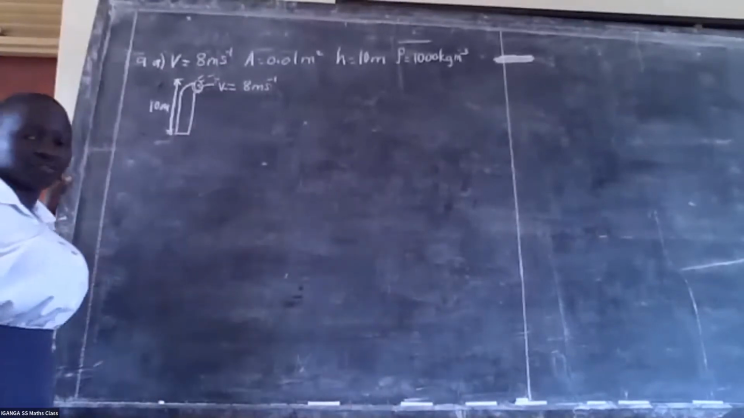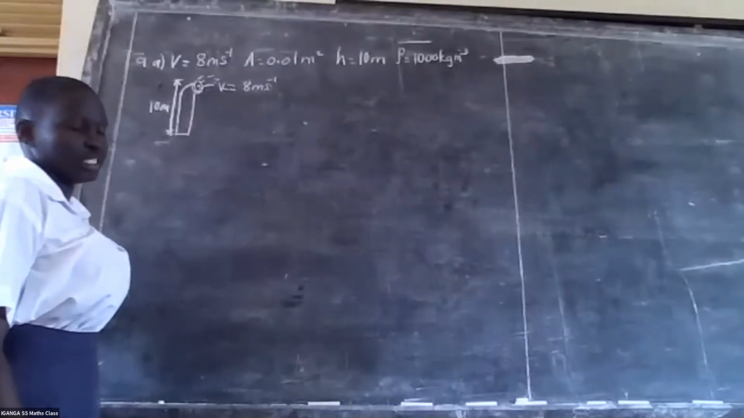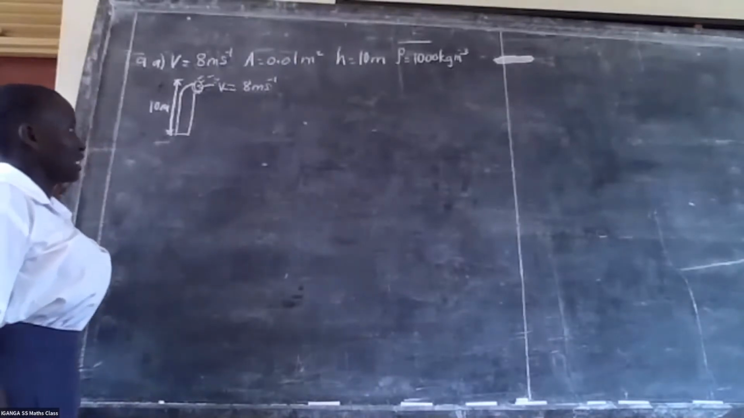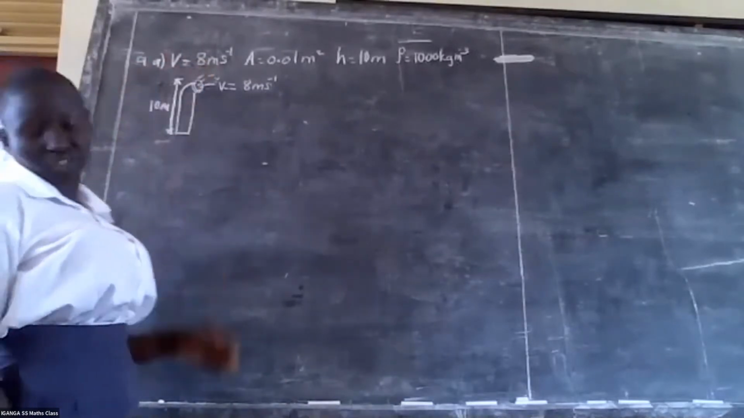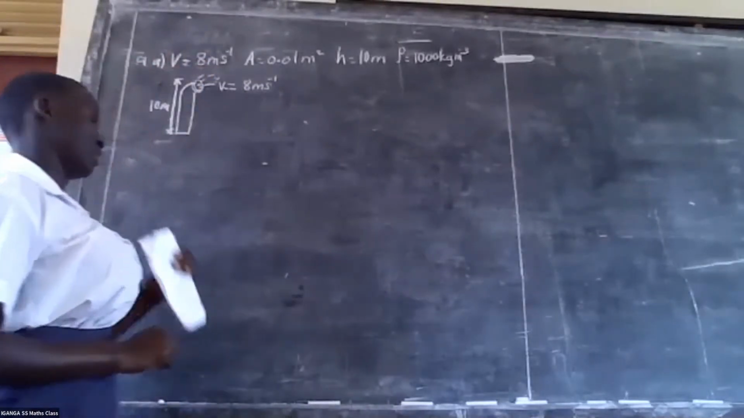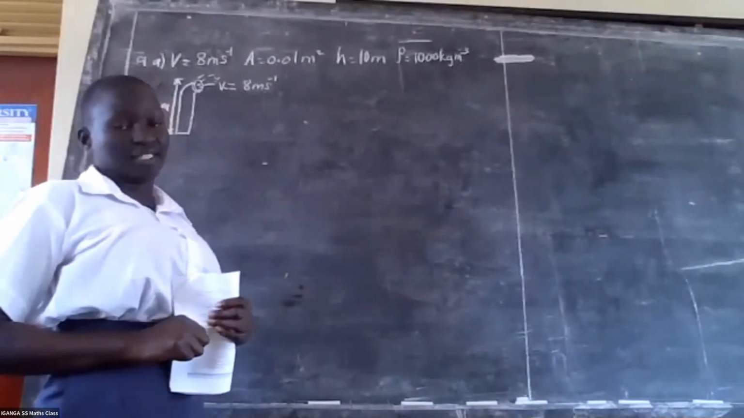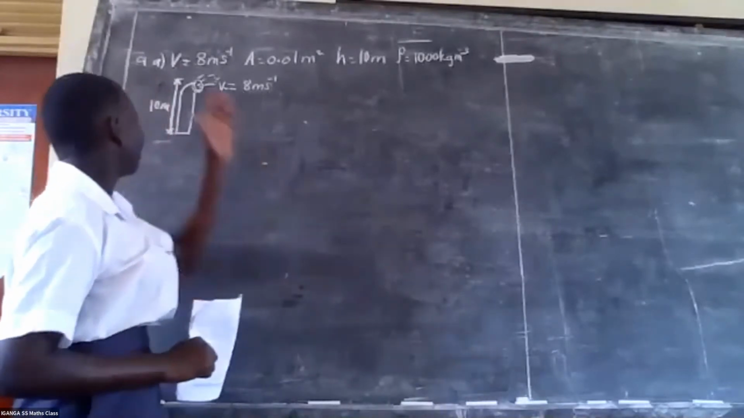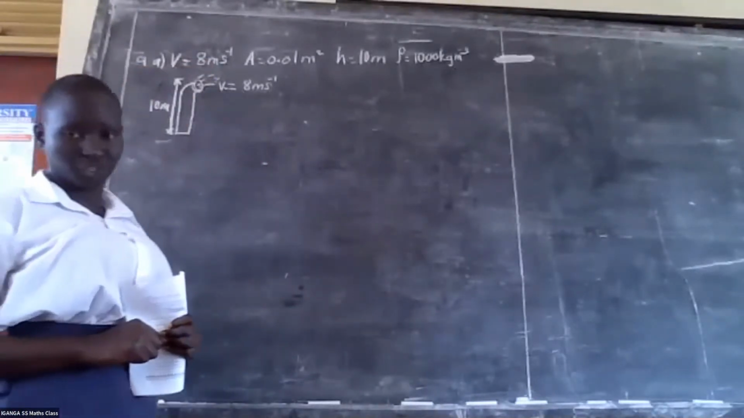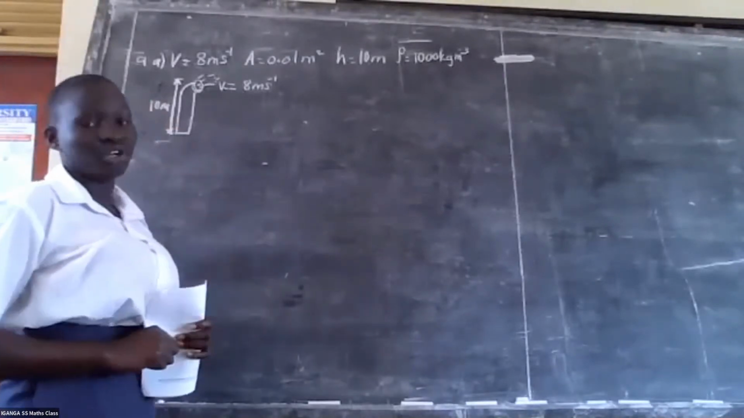If you look at the formula for potential energy, we need the mass. And for the kinetic energy, we also need the mass. If you look at what we're given here, we do not have the mass, so we're supposed to get the mass. We know that mass is equal to volume times density. We are given the density, good and fine, but we're not given the volume. But from this information here, we can get the volume, and volume is equal to the speed times the cross-sectional area.